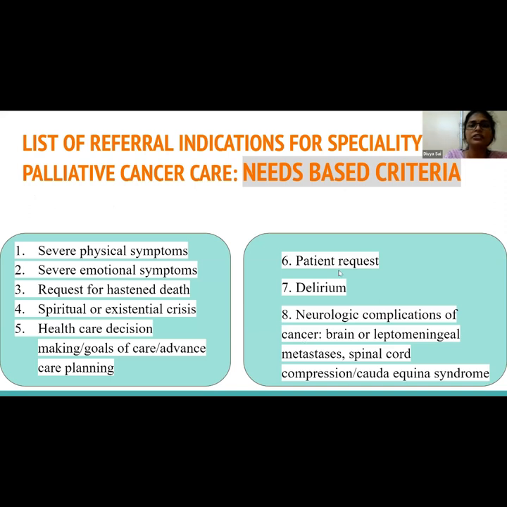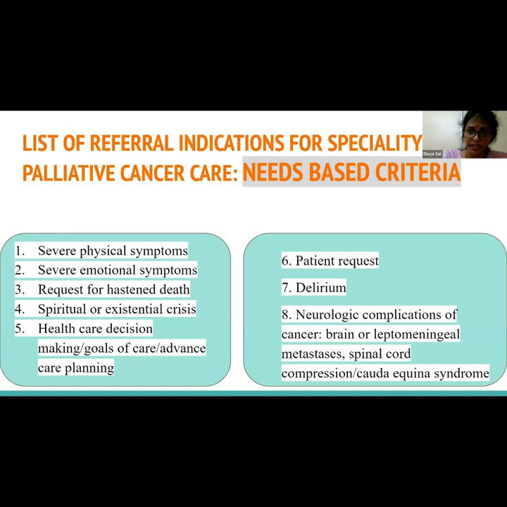So the list of indications for specialty palliative care has needs-based criteria and time-based criteria. Coming to the needs-based criteria, the first one, as you all know, is severe physical symptom burden, as well as emotional symptom burden and the request for hastened death, which means there are psychosocial symptoms elicited by the patient. Spiritual and existential crisis. So existential crisis is the question of why me? What is the purpose of this life?